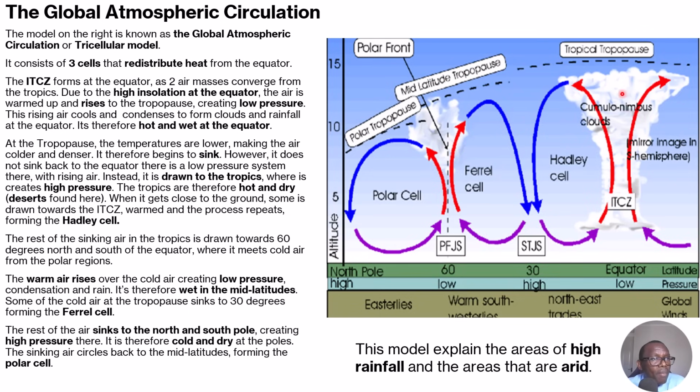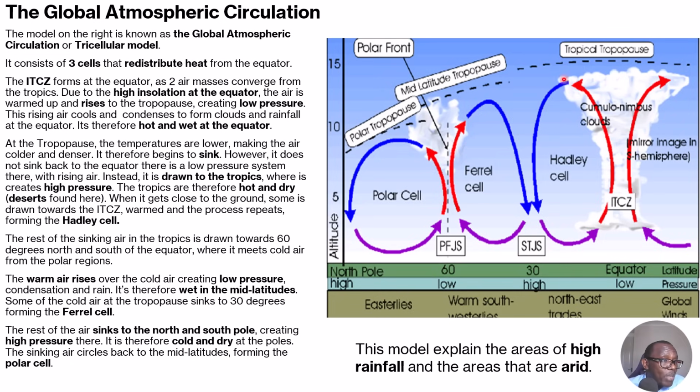So the air that is up here, which had cooled down and condensed, is now a lot colder, and because of that, it will then have to sink. It will not sink back down to the equator because at the equator there is rising air that is going to block it, and therefore the air is going to be drawn down towards the tropical regions, which are at around 30 degrees north and south of the equator.